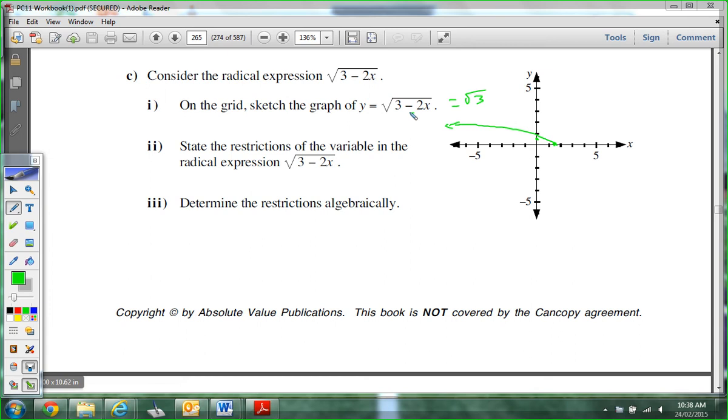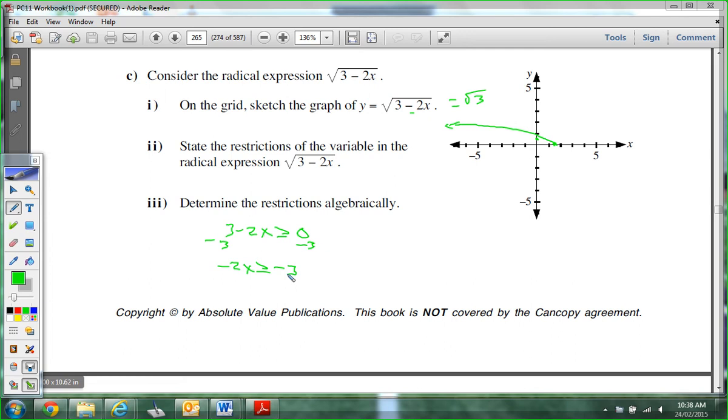Okay, so here we go. State the restrictions of the variable in the radical expression. So what are my restrictions? Where do you think this dot is about? Well, let's do it algebraically. Take the radicand, set it greater than or equal to 0. Let's see if you remember your inequality rule. There's only one thing with inequalities you've got to remember. Minus 3, negative 2x greater than or equal to negative 3.